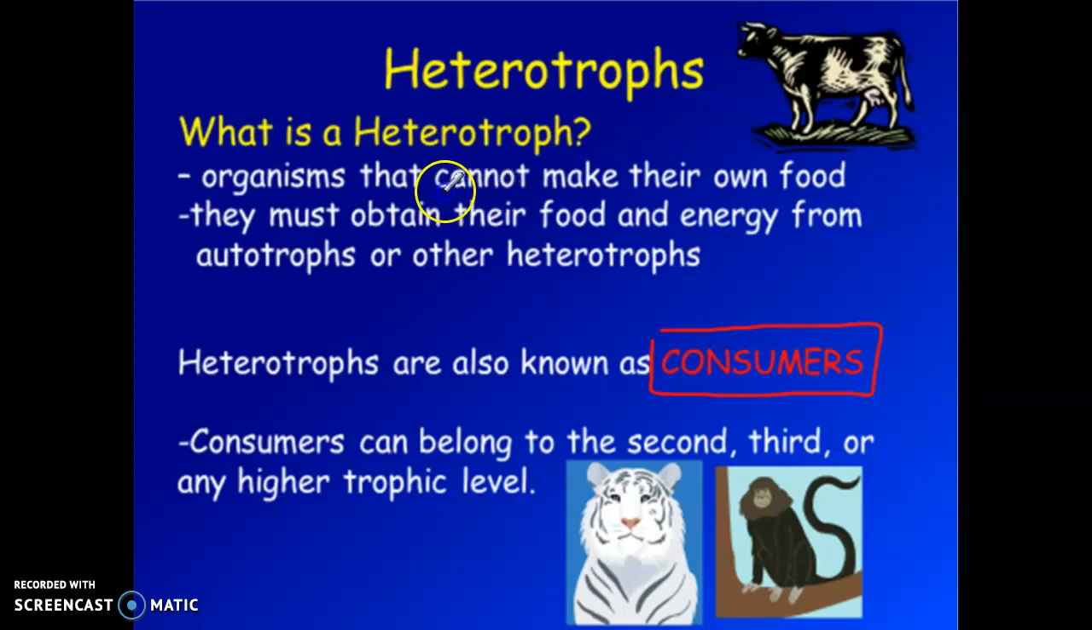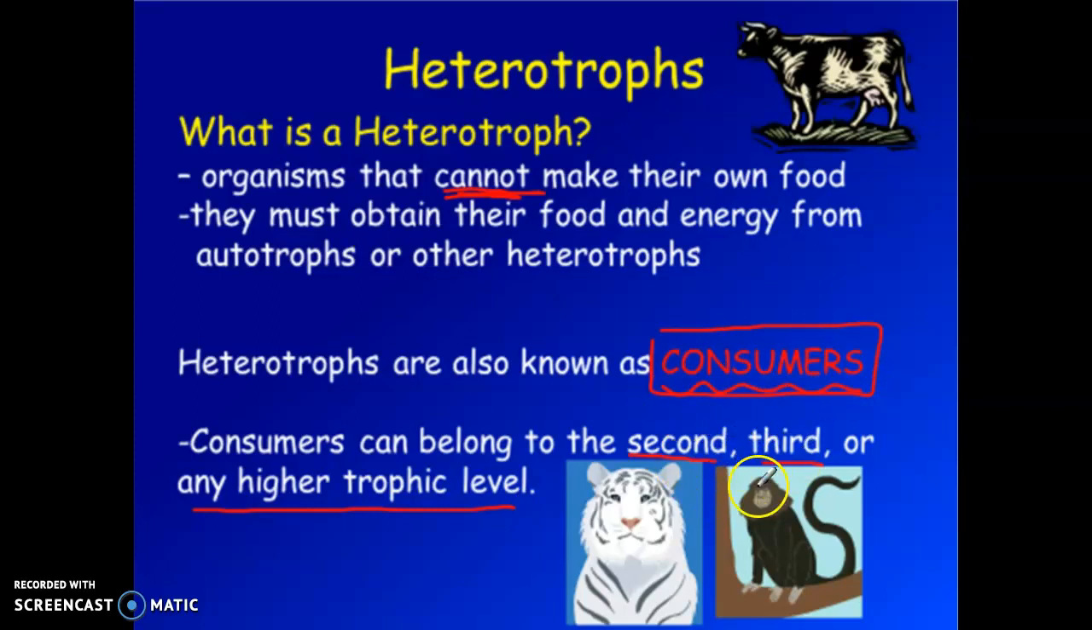So these are organisms that cannot make their own food, so they must ingest it. Depending on what they are ingesting, consumers can be in any trophic level except trophic level number 1. So trophic level number 1 is only for producers. Every other trophic level involves consumers.